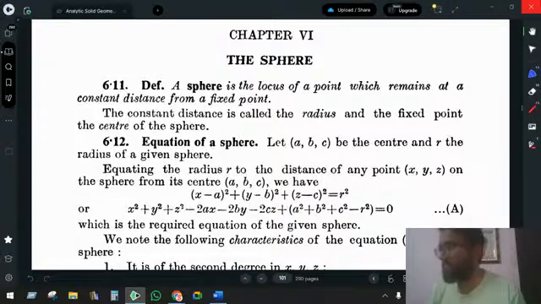What is the topic here? What is the topic name? The sphere. Spheres means, as already said, it is a three-dimensional view of a circle. It is a ball, a globe. All these are spheres only.